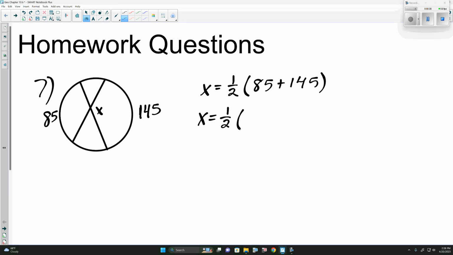So 85 plus 145 is 230. Multiply it by 1/2, and we get 115. Yes? Because if they intersect inside the circle, the angle is equal to 1/2 the sum of the two arcs. If the angle is outside the circle, it's 1/2 of the bigger minus the smaller.